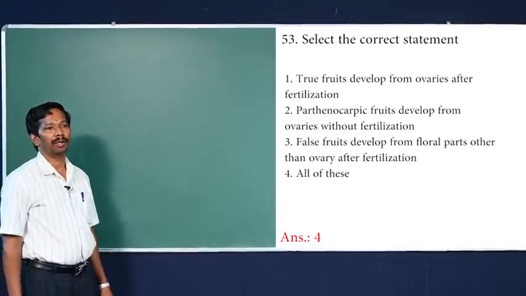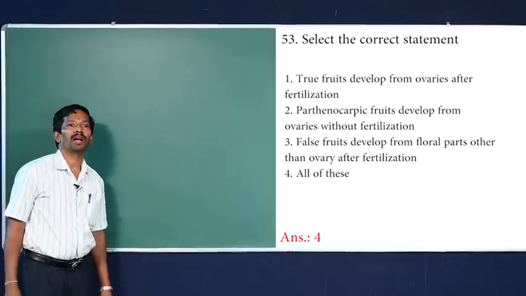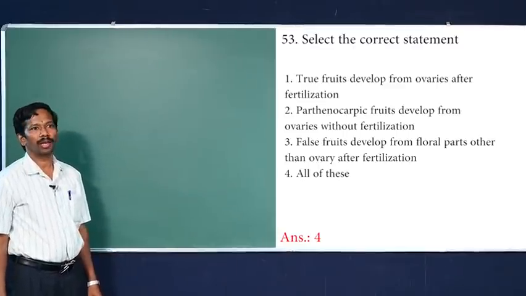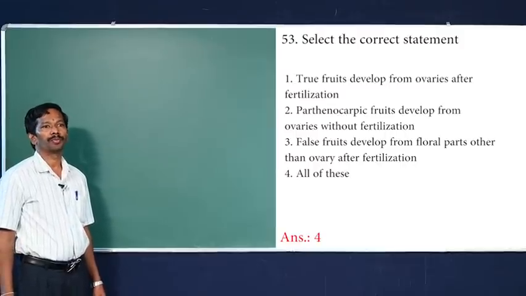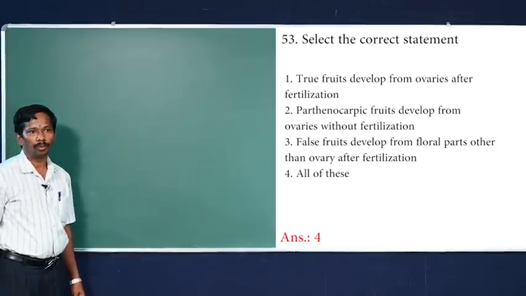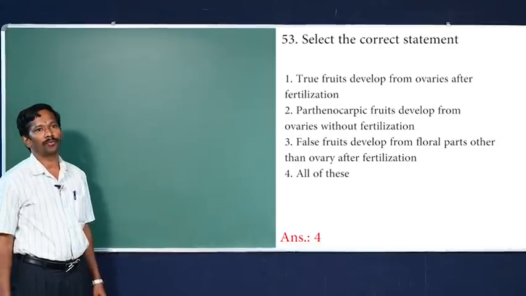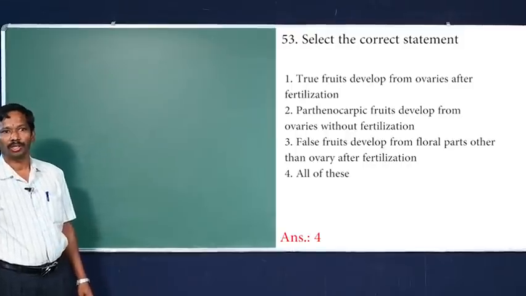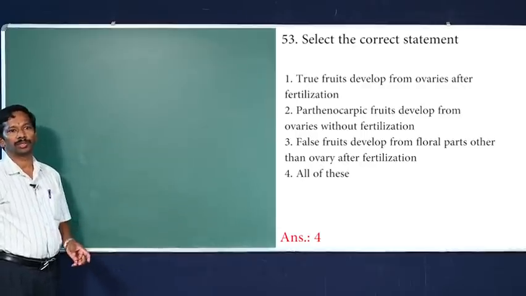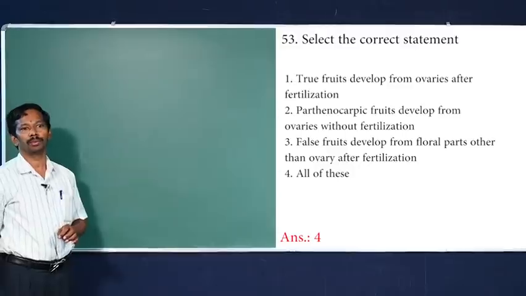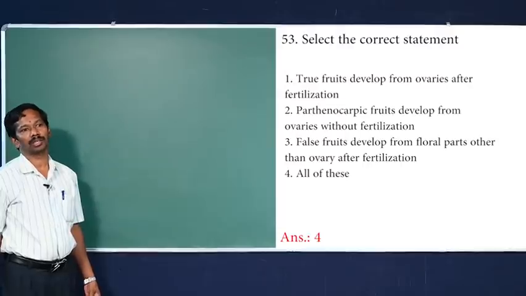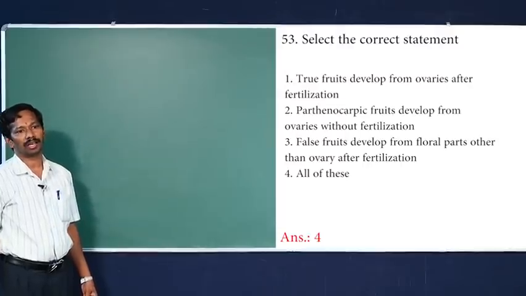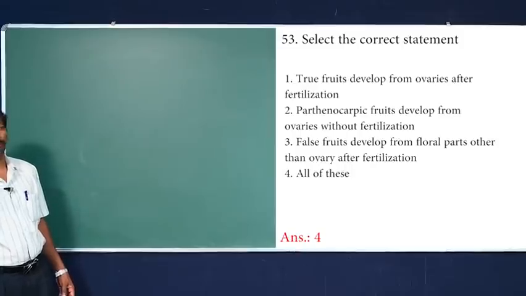53. Select the correct statement. True fruits develop from ovaries after fertilization. Yes, because when the ovary is developing into fruit, it is called true fruit. Parthenocarpic fruits develop from ovaries without fertilization, that's also true, because of which seedless fruits are developed, and even hormonal treatment is responsible for formation of seedless fruit. And false fruits are the fruits which develop from any other part of the flower other than ovary, as in the case of apple or cashew. Hence option 4, all these statements are correct, hence answer is 4. 54th question.